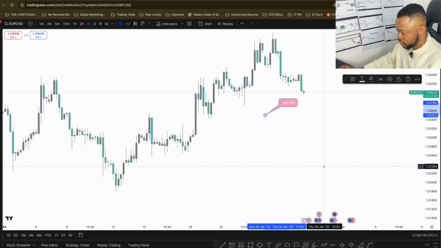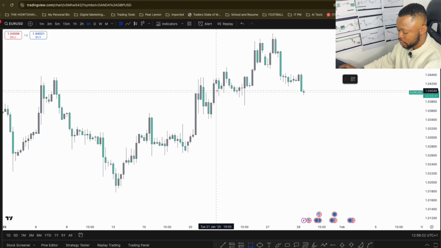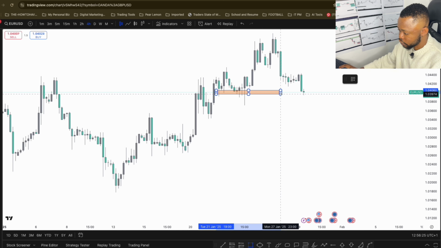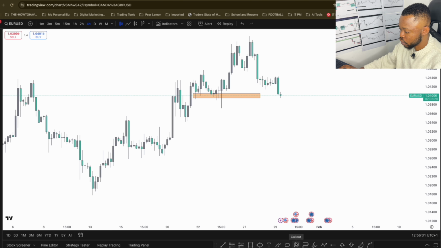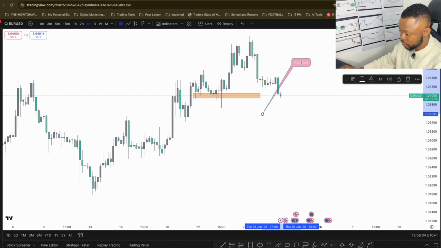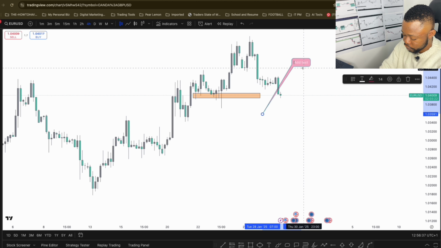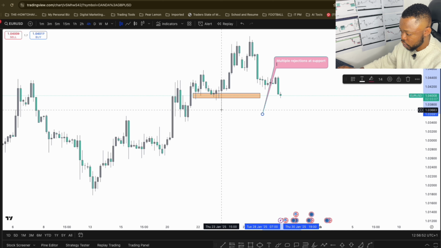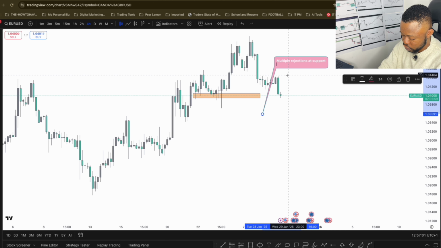I'm looking at price currently here, and I want to go long. So what are the reasons why I'm going long on this particular area? Then I pull out my call out tool. I go here. Now, what are my reasons? I see multiple rejections at support. That is one of my confluences. Confluence 2, I see a Marubozu candle that pulled all the way up to give me a directional bias.